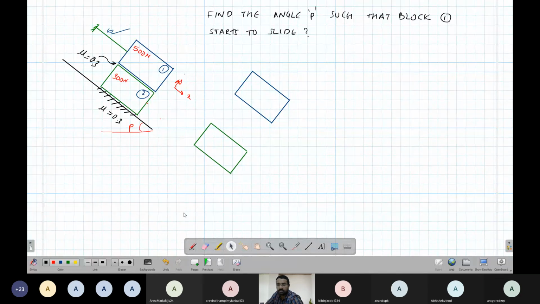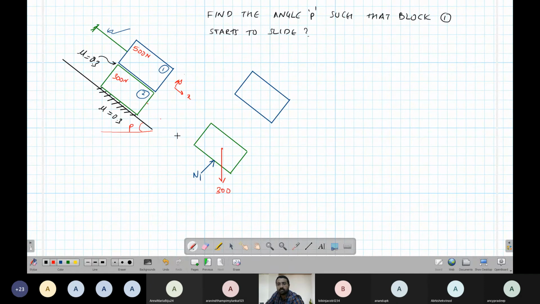Okay. So let's mark all the forces that we can find. There is a contact force here, so there will be a force in this direction. The value of the contact force on top is N1. Then there will be a gravity force, acting vertically downward. That will be the weight of the body, which is equal to 300 Newton.